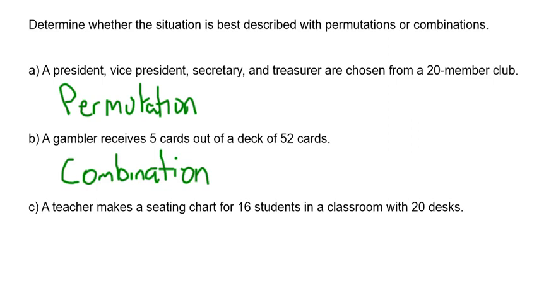Part C, a teacher makes a seating chart for 16 students in a classroom with 20 desks. This would be a permutation. The way the students are arranged in the desks does matter.